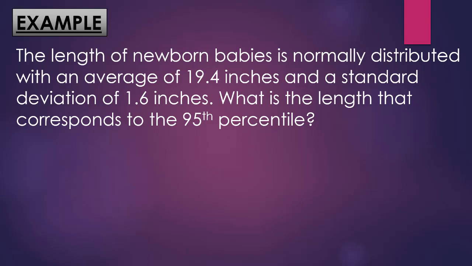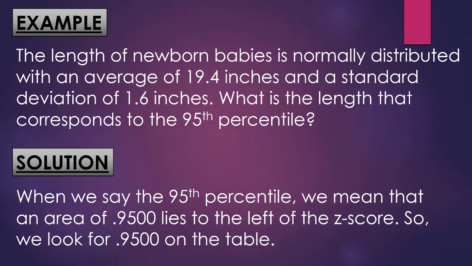We just have to remember what the 95th percentile means. Remember, the 95th percentile means that 95% of all the data values are at or below where you are. So when we say the 95th percentile, that means that an area of 0.9500 lies to the left of that z-score. So we're going to look up 0.9500 on the table.